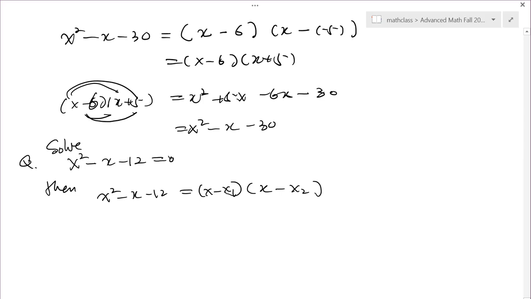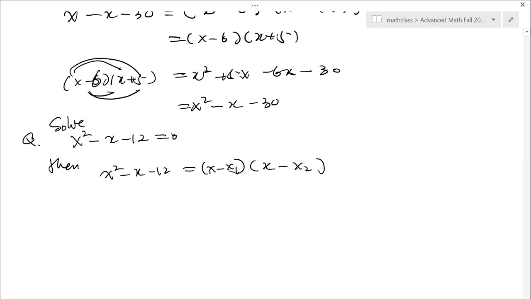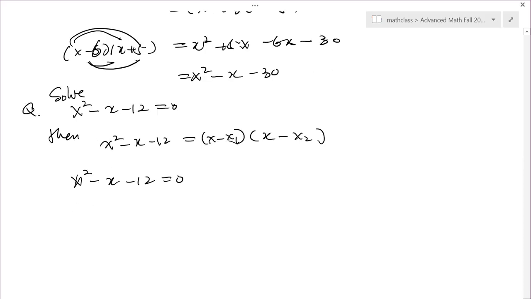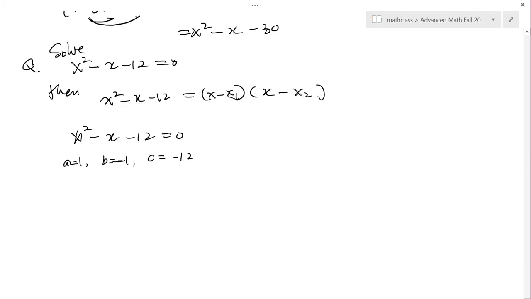How do you find the roots? How do you solve the equation? Right. Yeah, you can use the quadratic formula. You can also use the completing the square method, either way. But since we already learned the quadratic formula, let's solve it by the quadratic formula, right? So my A is 1. B equals -1. C equals -12.